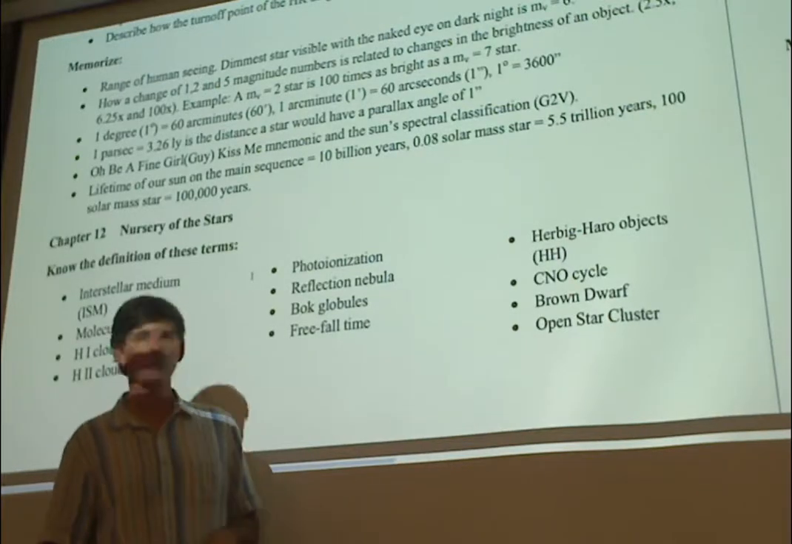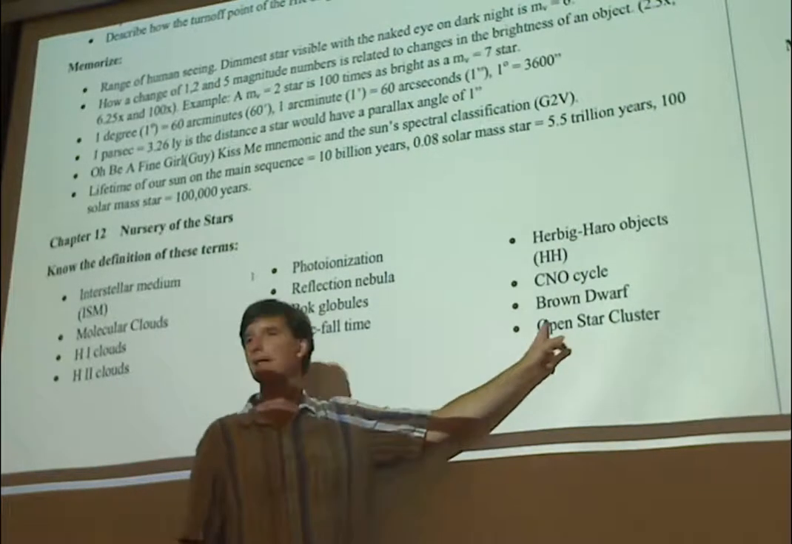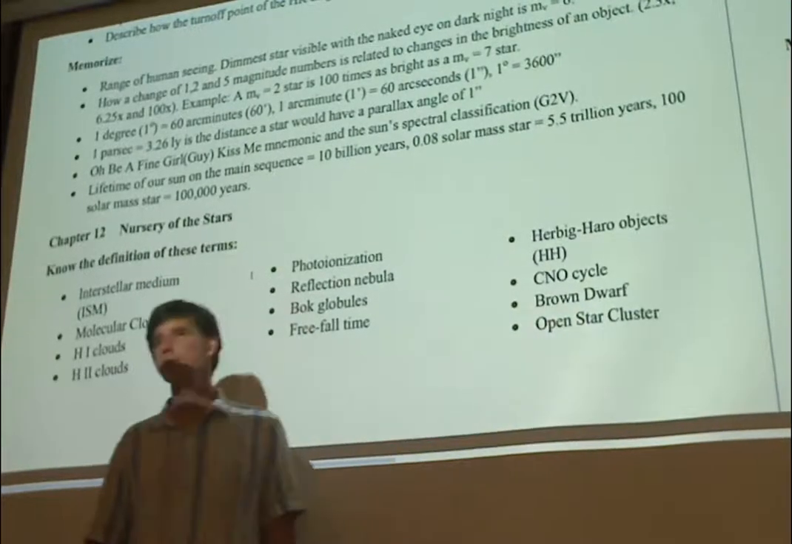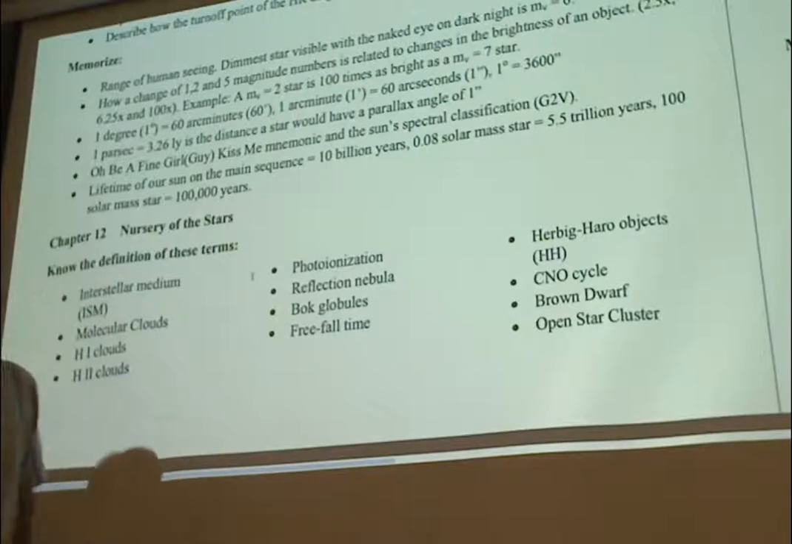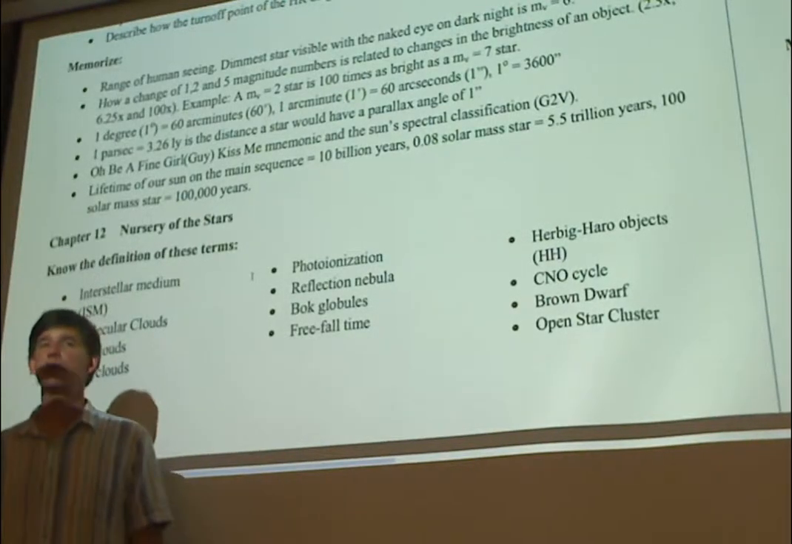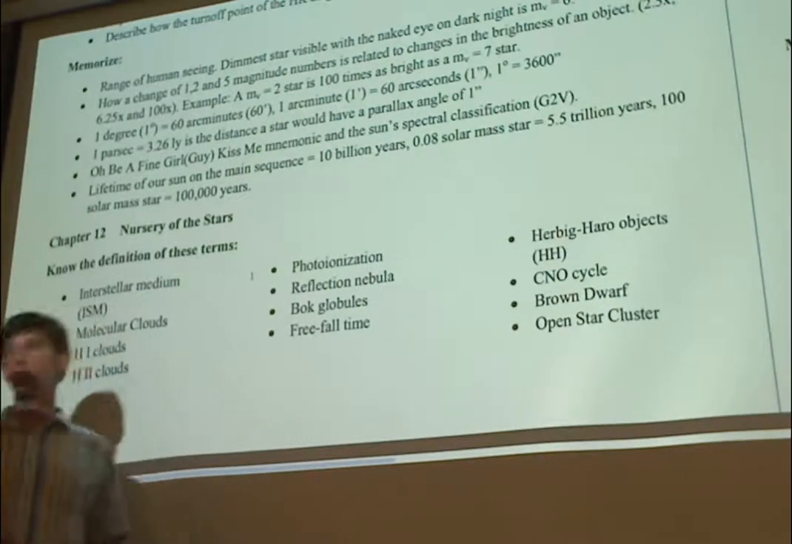A brown dwarf, too small to light up. So less than 0.08 solar masses. Open star cluster, what's that? It's a group of young stars that will eventually drift apart. We think our sun was actually originally part of one.